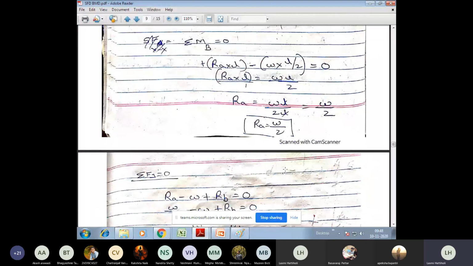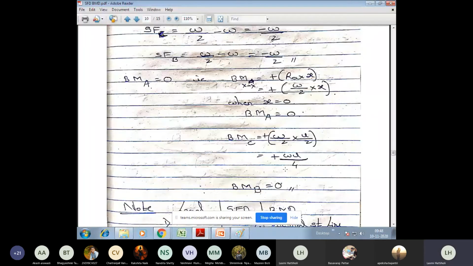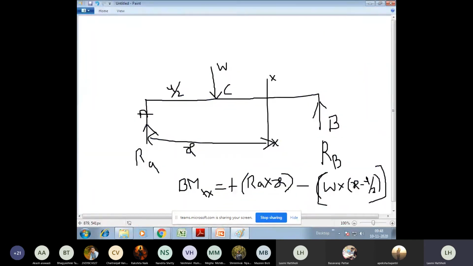I want everyone to try this. Of course, here I have directly substituted. Try in this equation: RA into X minus W into X minus L by 2. Substitute X equal to L by 2, and you will get the bending moment at C is WL by 4. Here I wrote it in a shortcut way, W by 2 into L by 2, that is WL by 4.